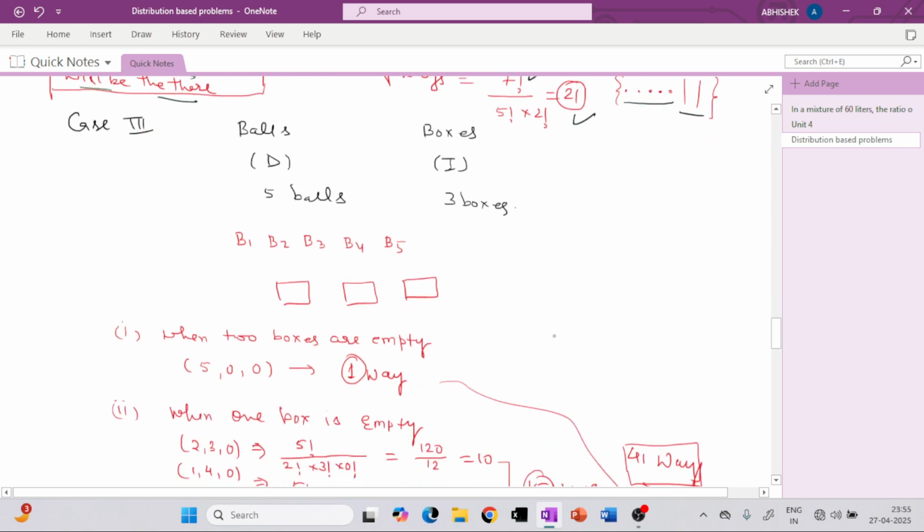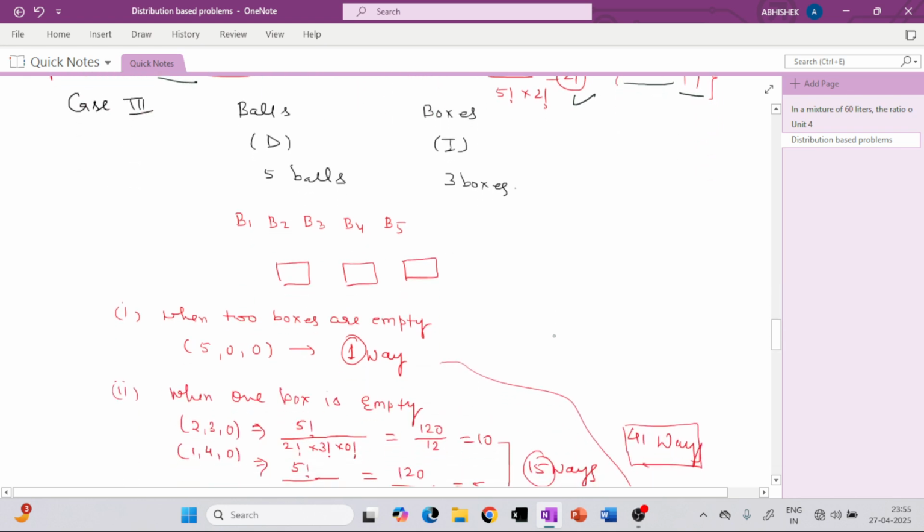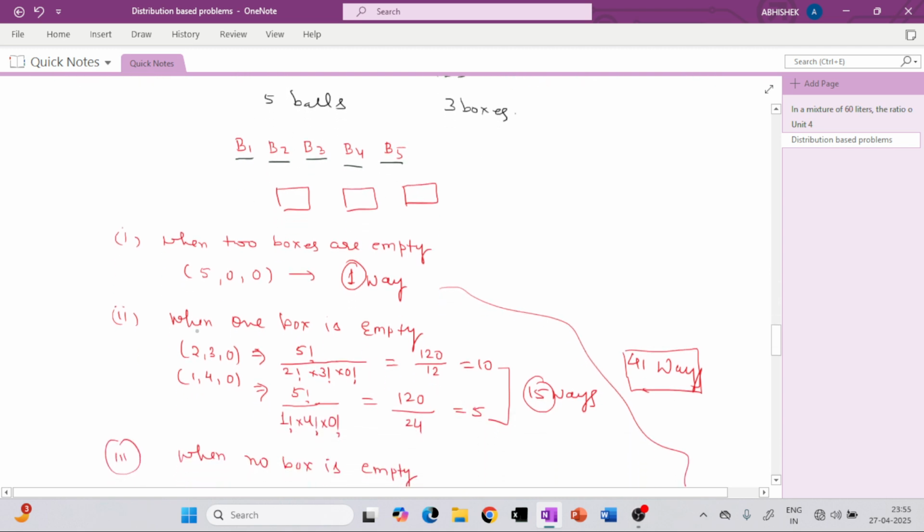Next one, case 3. When balls are different and boxes are identical, it means 5 different balls, B1, B2, B3, B4 and B5, are to be kept in 3 identical boxes. But the boxes are the same, they are not labeled. So in how many ways can we do this?